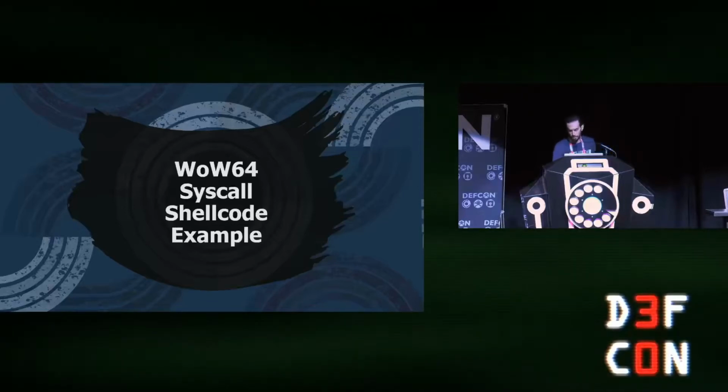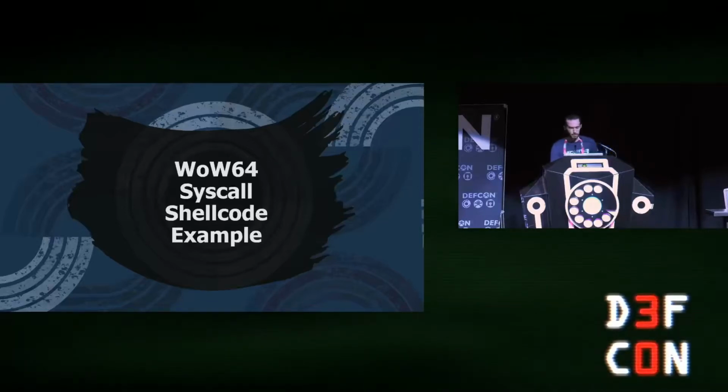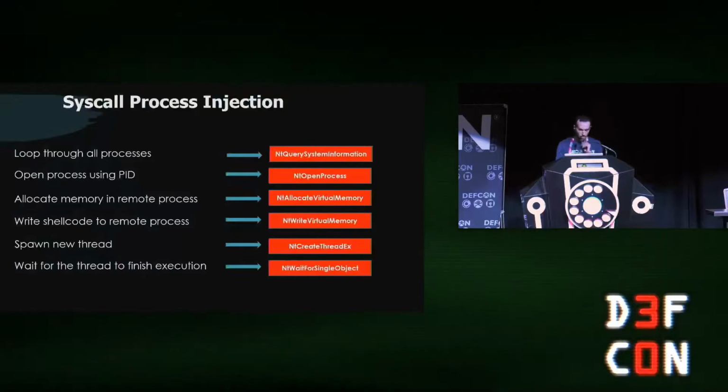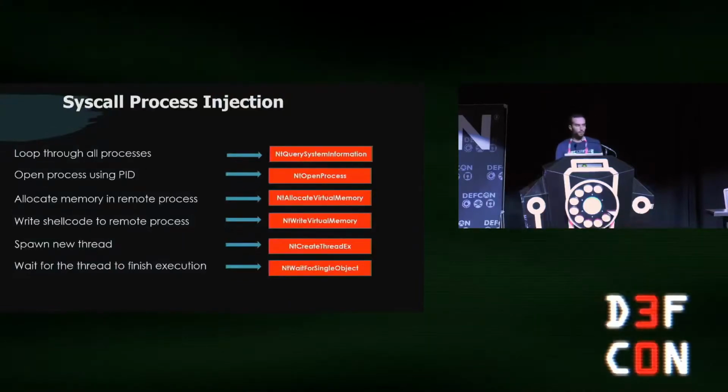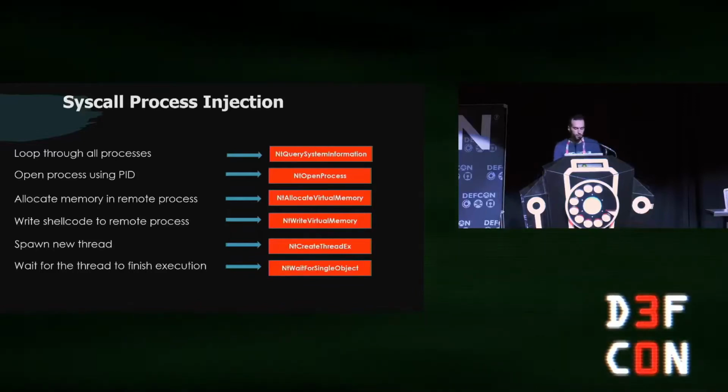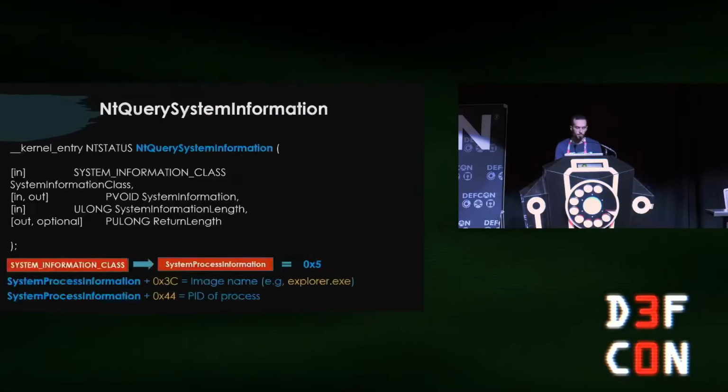Hello, everyone. So here I'm going to be talking about process injection shellcode using system calls. Here I have a list of all the APIs I'm going to use in this shellcode. And we're going to start with the first one, which is NtQuerySystemInformation.